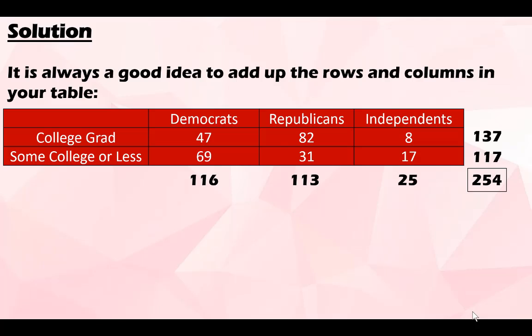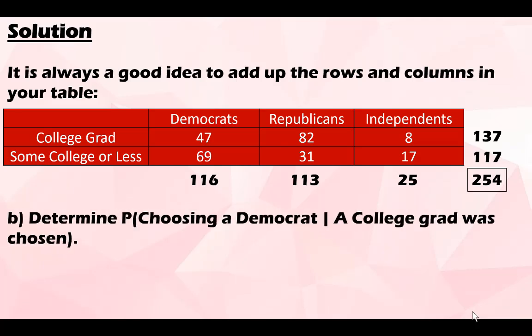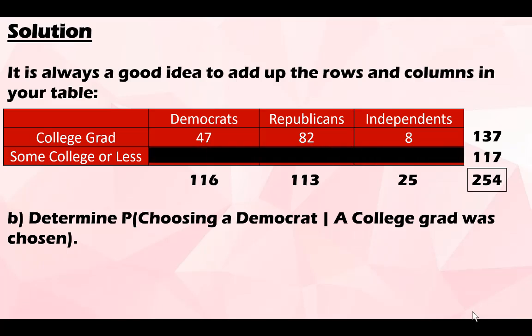For part B, what's the probability of choosing a Democrat given the fact that a college grad was chosen? So once we know a college grad was chosen, that's really going to change the way that our table looks. Because we know that we didn't choose anybody from the row that says some college or less. So we can eliminate that entire row. But that also eliminates the 117 number, because that number came from the some college or less row.